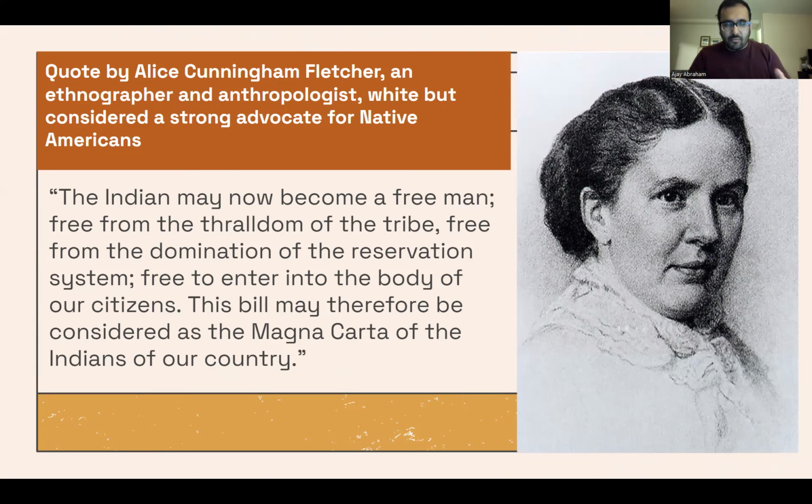You might remember from AP World, the Magna Carta was this document that fully gives the idea that there's a check on the king's power. It's considered this founding document of Western liberty, right? The Magna Carta is a big influence on the U.S. Constitution. So she's saying that the Dawes Act is going to free the Native American.